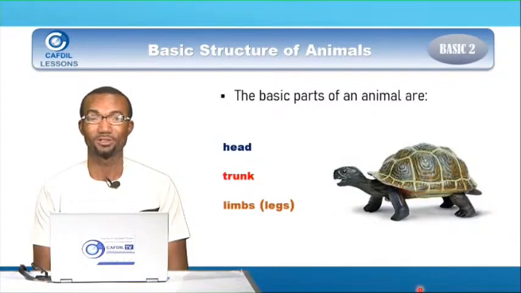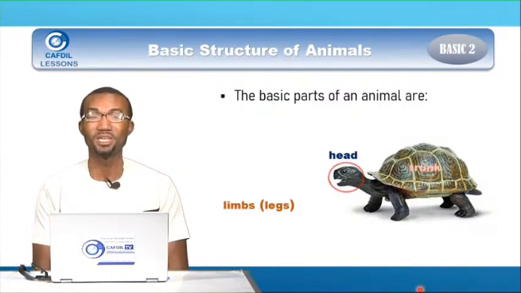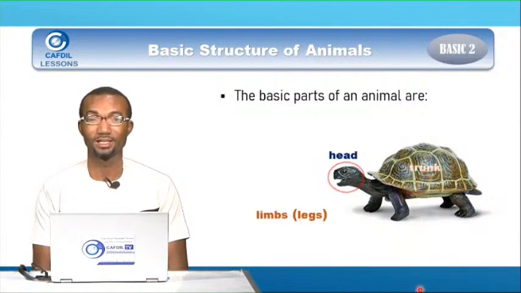What you have on your screen is a tortoise. So let's look at the basic parts of this tortoise. The first one, as usual, is the head. So this is the head of the tortoise. The next one is the trunk. The trunk is found under the shell of the tortoise. The shell of the tortoise covers the main body of this tortoise. And then the last one is the limbs.